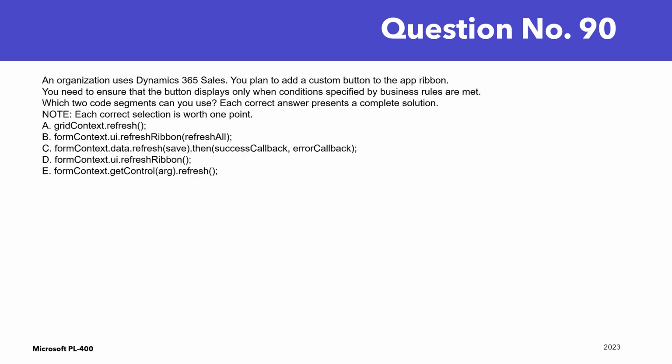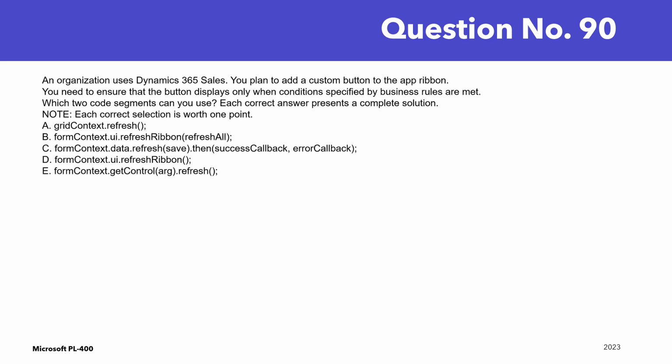An organization uses Dynamics 365 Sales. You plan to add a custom button to the app ribbon. You need to ensure that the button displays only when conditions specified by business rules are met. Which two code segments can you use? Each correct answer presents a complete solution. Note, each correct selection is worth 1 point.